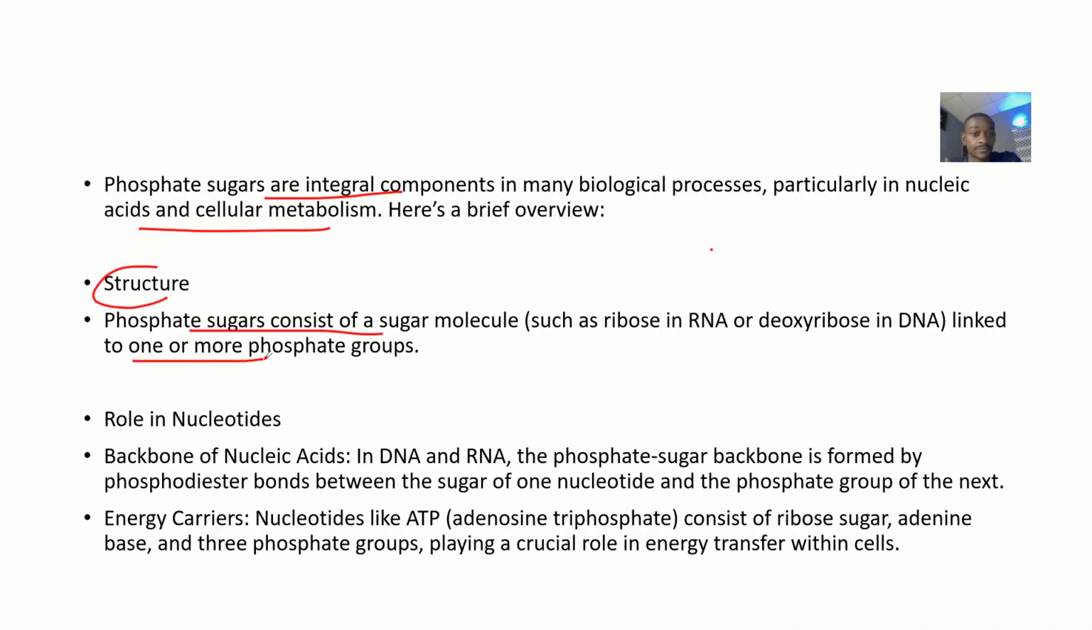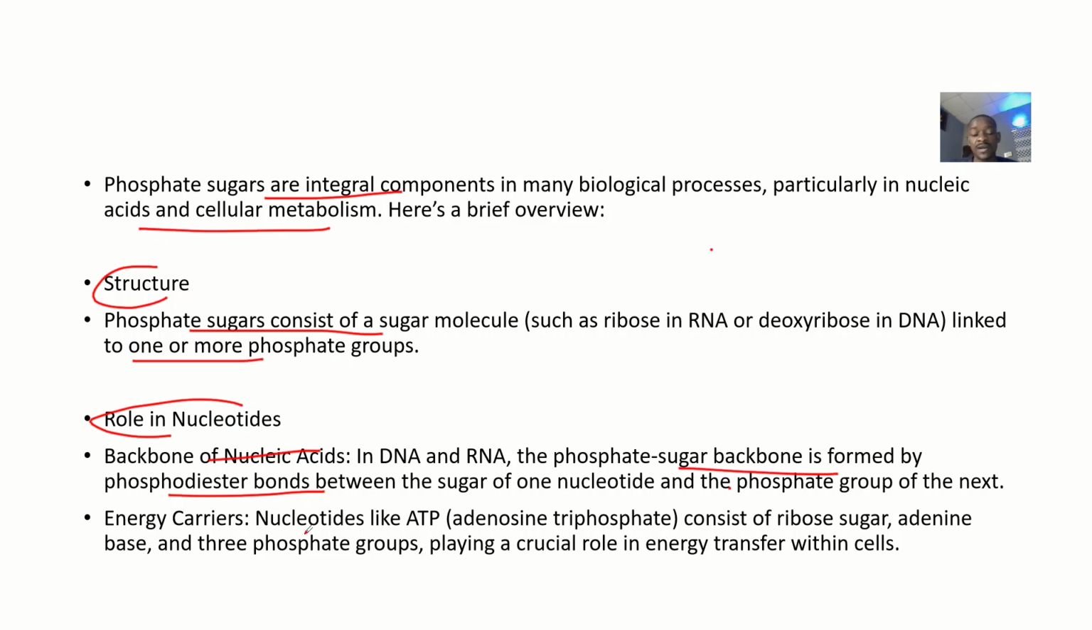Okay, sugar. All right. So what is the role in nucleotides? These phosphate sugars are actually backbones of nucleic acid. So in DNA and RNA, the phosphate sugar backbone is formed by what? Phosphodiester bonds between the sugar of one nucleotide and the phosphate group of the next.